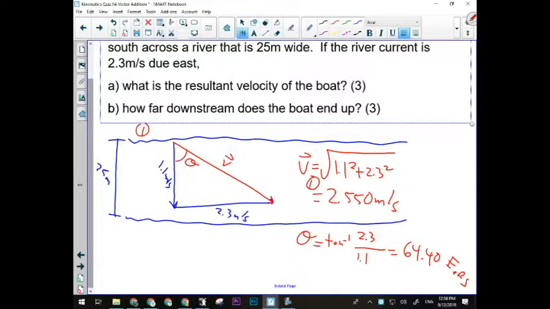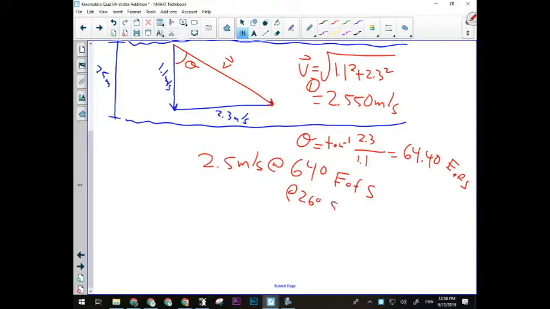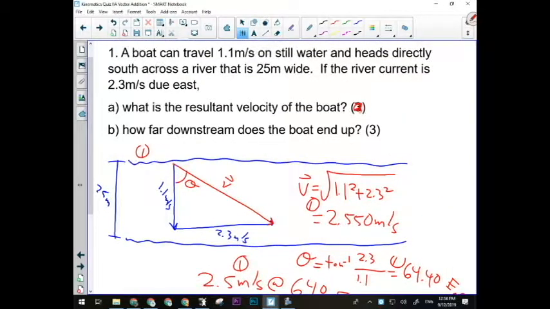All right, so that means then that our final answer is going to be 2.6. Sorry, not 2.6. It was 2.49, wasn't it? Yeah. Okay, so 2.5 meters per second at 64 degrees east of south, or at 26 degrees south of east. Either one of those directions is acceptable. Okay. We'll get a mark for this. We'll say that first part's out of 4. I'm just going to change that to be out of 4.